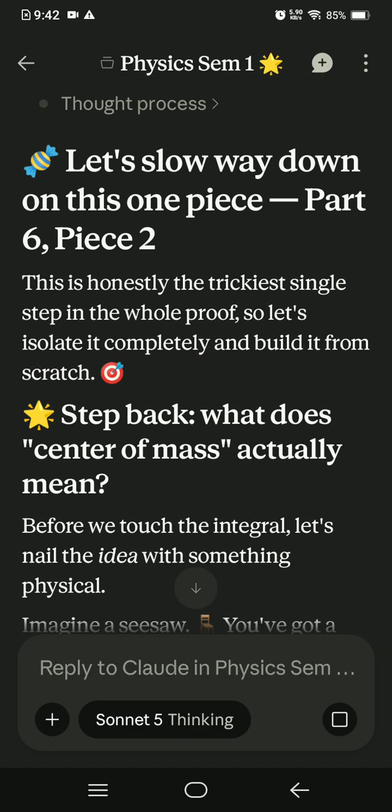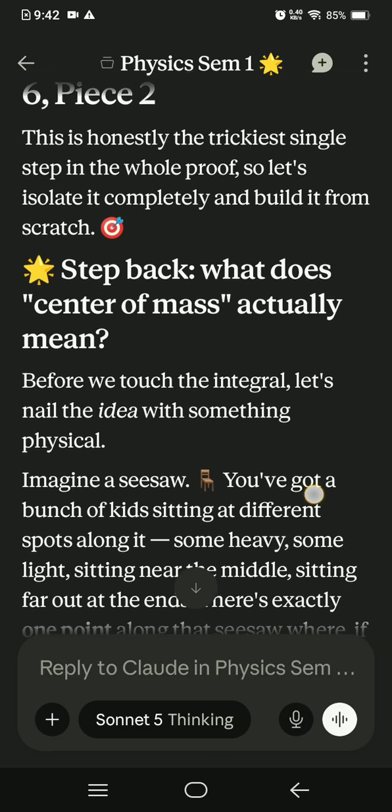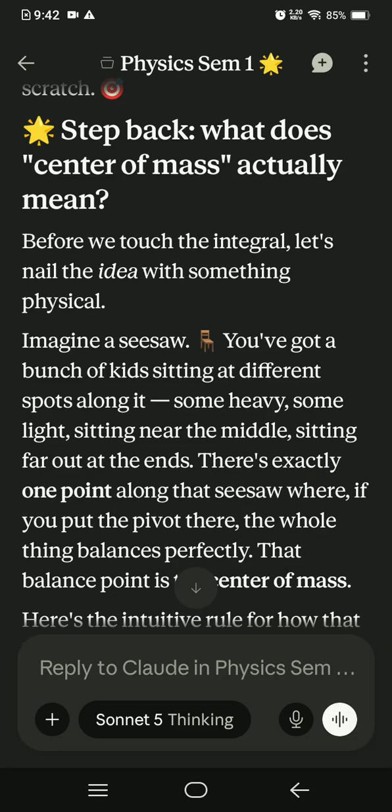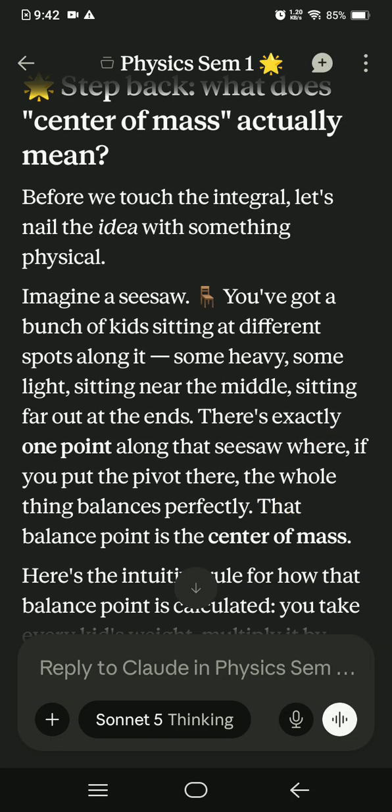Let's slow it down on this one piece. This is honestly the trickiest single step in the whole proof. So let's isolate it completely and build it from scratch. Step back. What does center of mass actually mean? Before we touch the integral, let's nail the idea of something physical. Imagine a seesaw. This is a chair, not a seesaw, anyways.